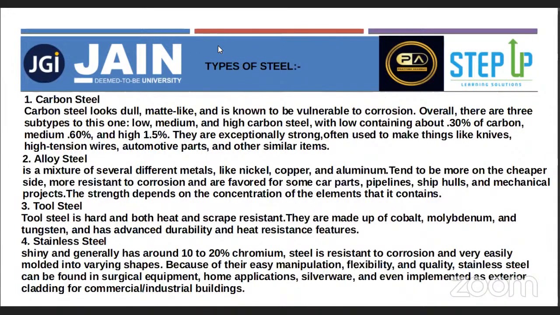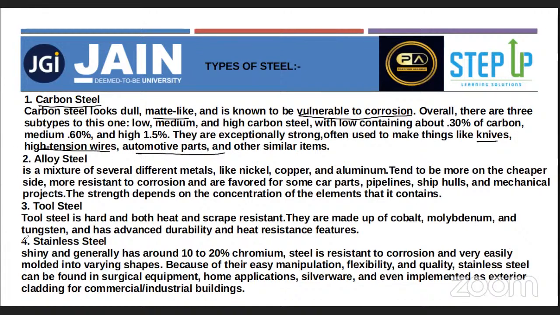Types of steel, basically what is there? Carbon steel. It is dull. It's known to be vulnerable to corrosion, so obviously it is not good. It gets corroded, it gets rusted easily. It's normally used for knives, high tension wires, automotive parts, and some similar items. This is what is important for use.